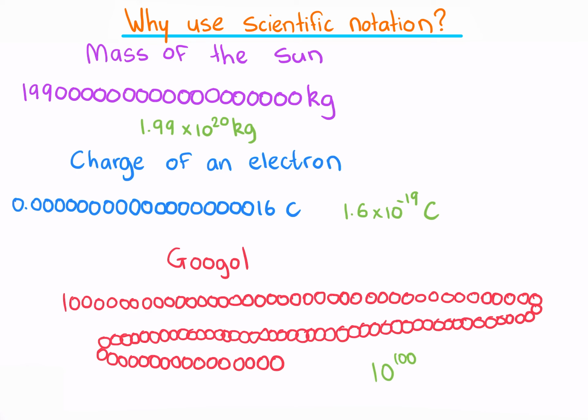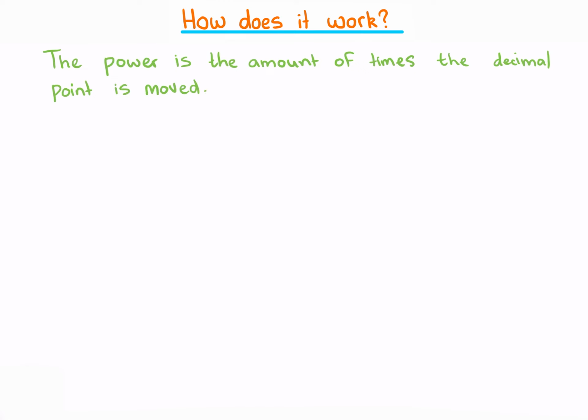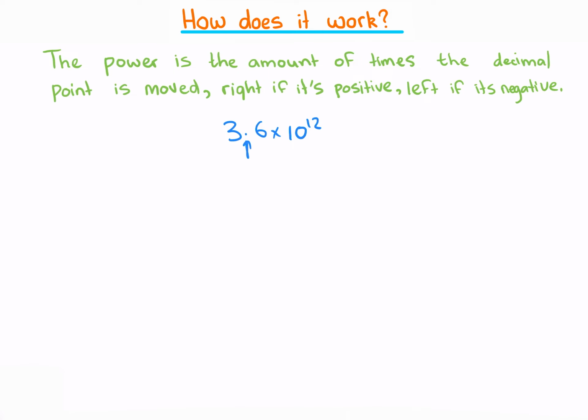These numbers that are significantly large or significantly small are not uncommon in the fields of particularly physics and chemistry. Another way that we can describe scientific notation is to say the power is the amount of times the decimal point is moved, right if it's positive, left if it's negative. So what does that mean? Let's look at 3.6 times 10 to the 12. What this says is that our decimal point moves 12 places towards the right.